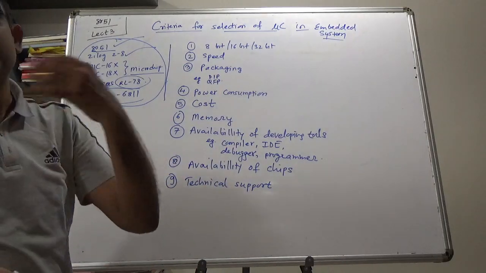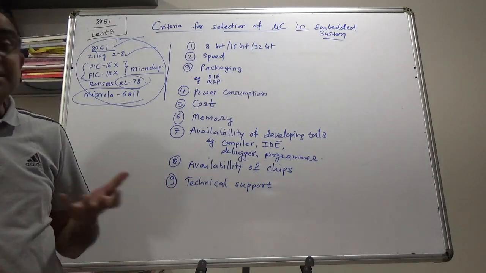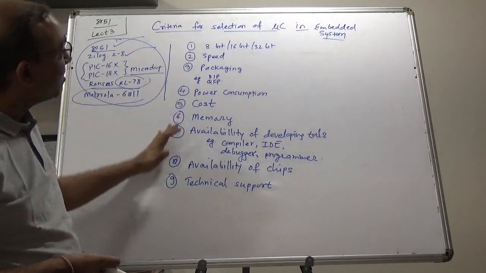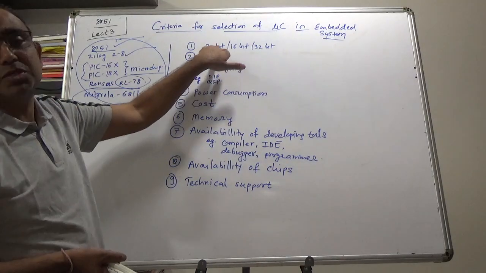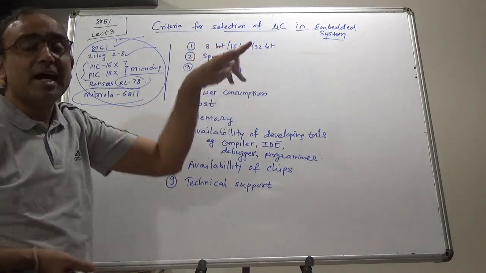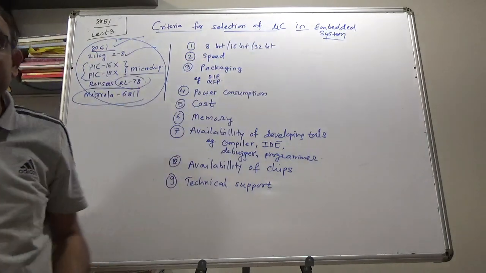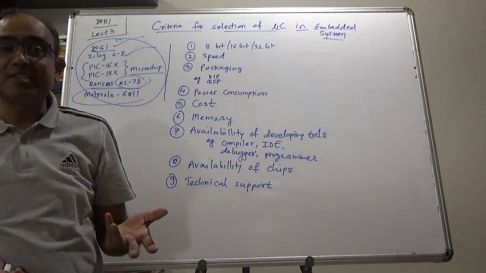Now you want to develop an embedded system. Which microcontroller you will select will be decided on a number of factors. The first and most important factor is whether that microcontroller is 8-bit or 16-bit or 32-bit. Now what do you mean by an 8-bit microcontroller? What do you mean by a 16-bit microcontroller?